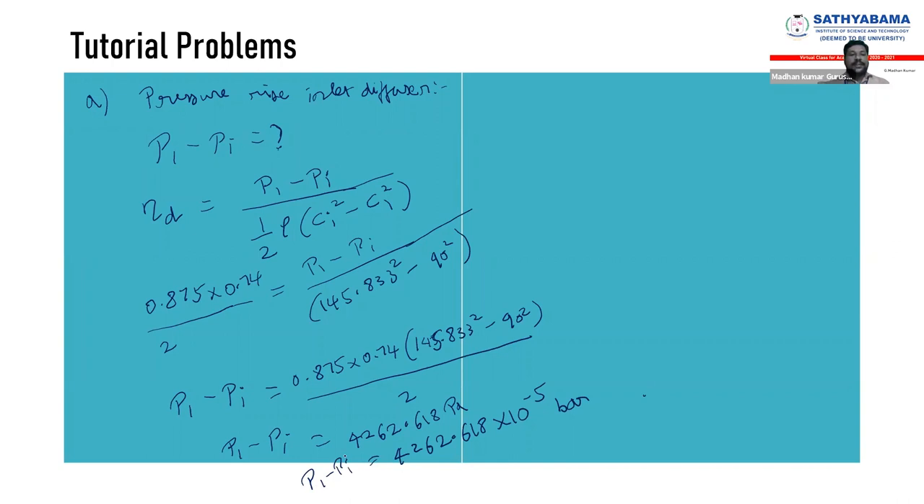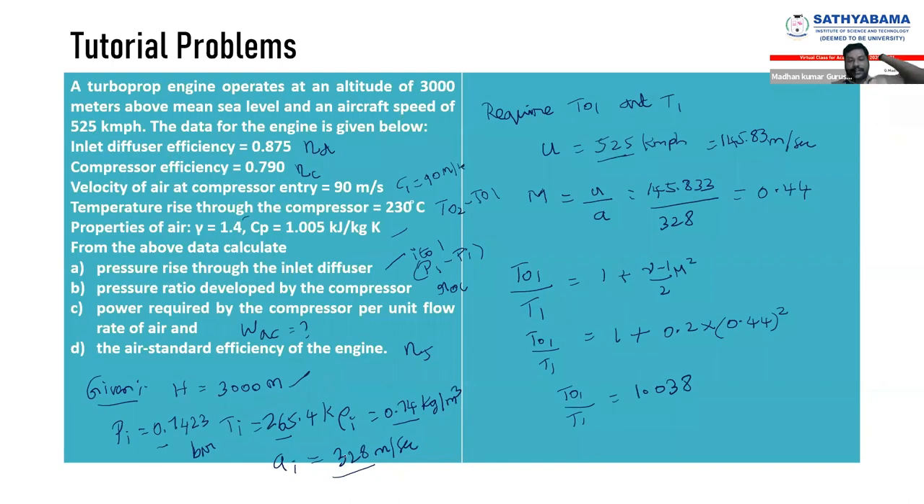Now we have to find the pressure ratio developed by the compressor, that is r0c. Right? For r0c and all, you require T0. Right?